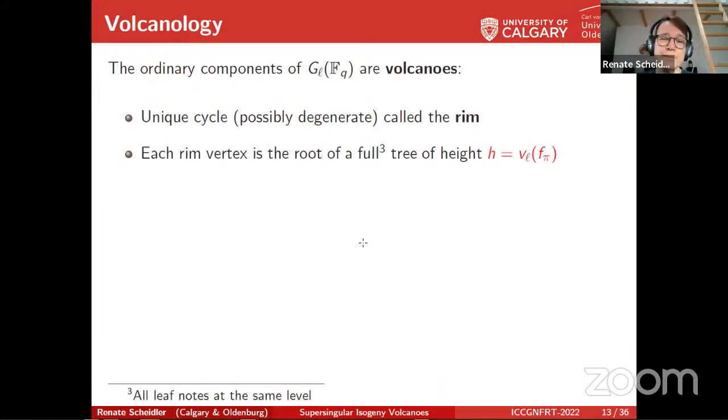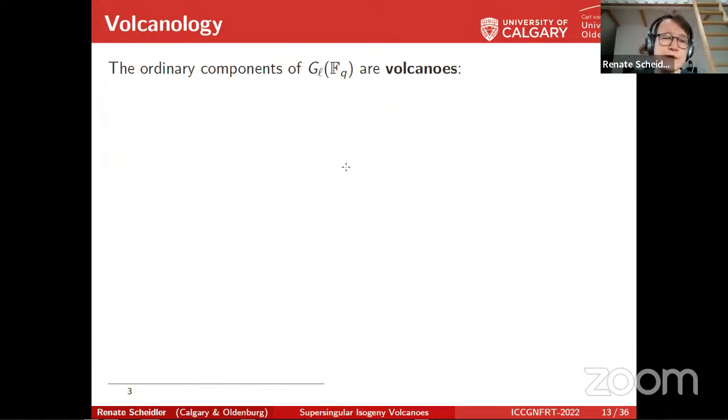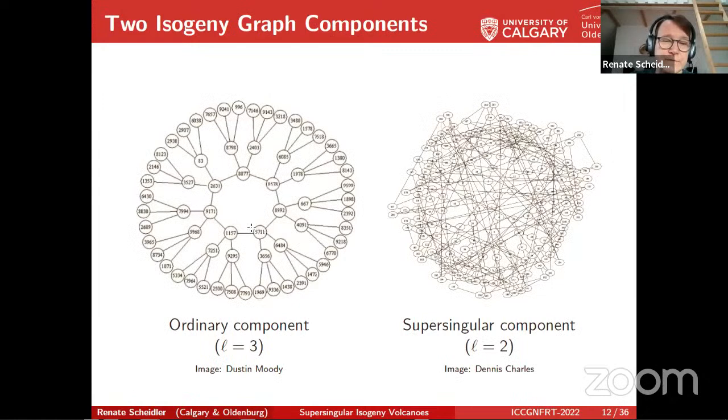And every rim vertex is the root of a full tree of the same height. A full tree means all the leaves are at the same level, and they all have the same height. So let me go again to the back here. You see here, every vertex, for example, this one here, is the root of this tree here. And all these trees have the same length and all the vertices are at the bottom. So that's what the volcano is.